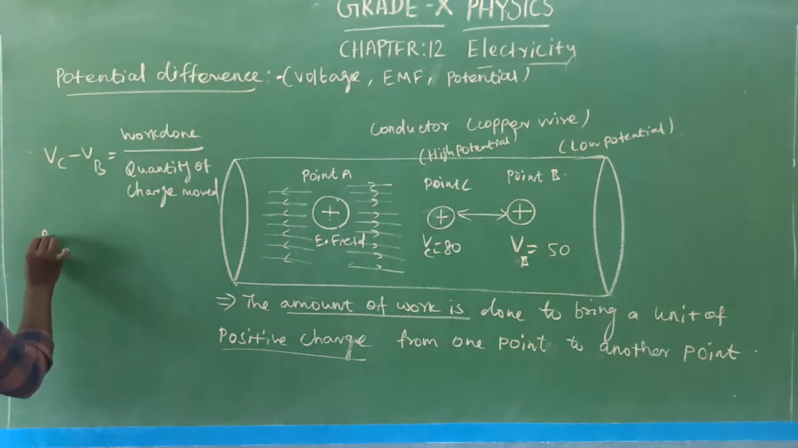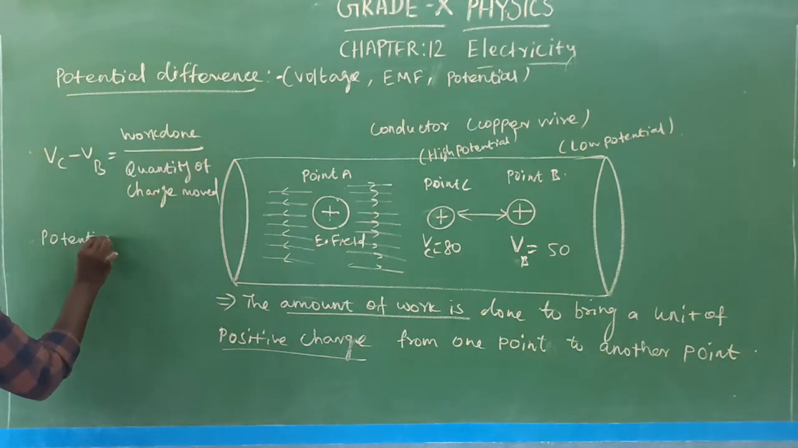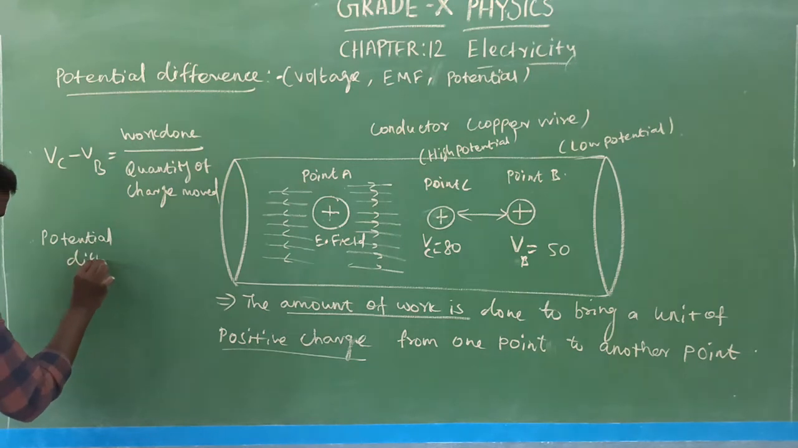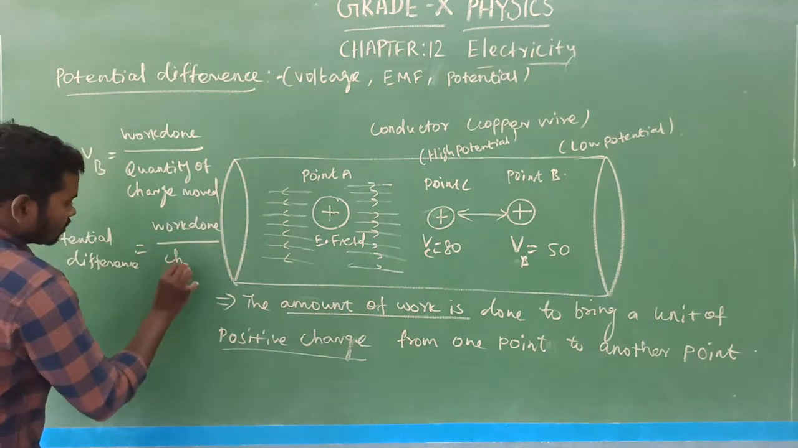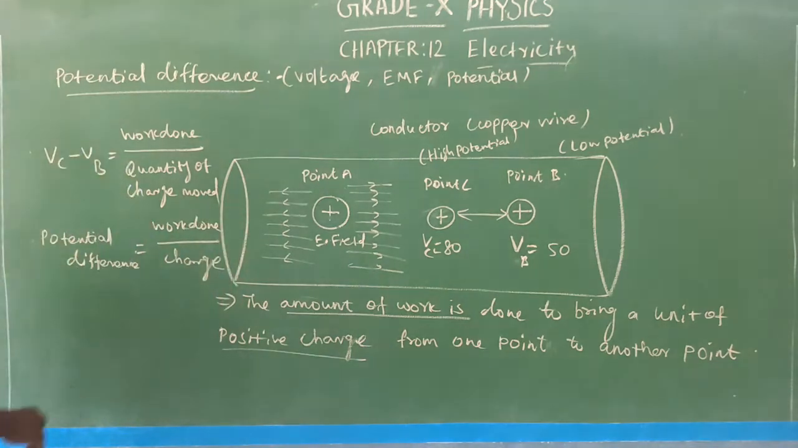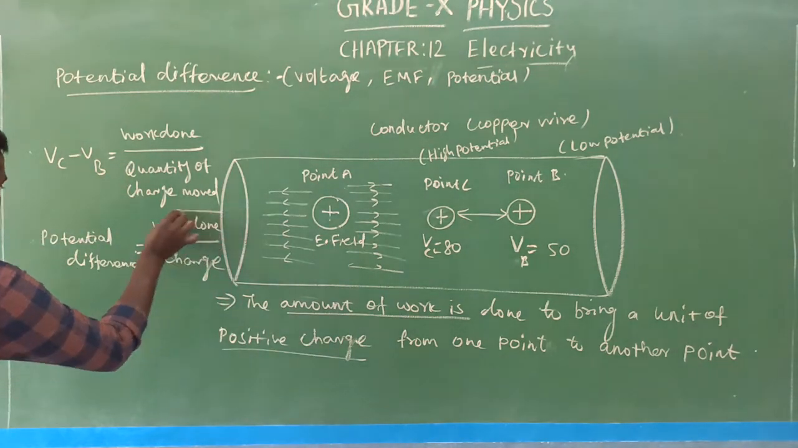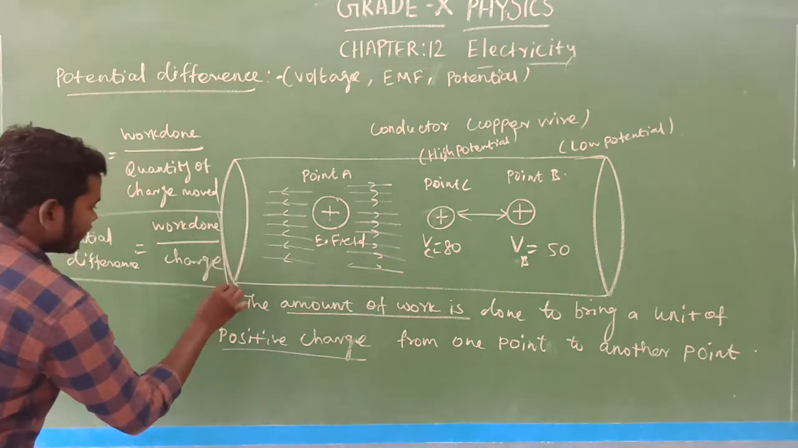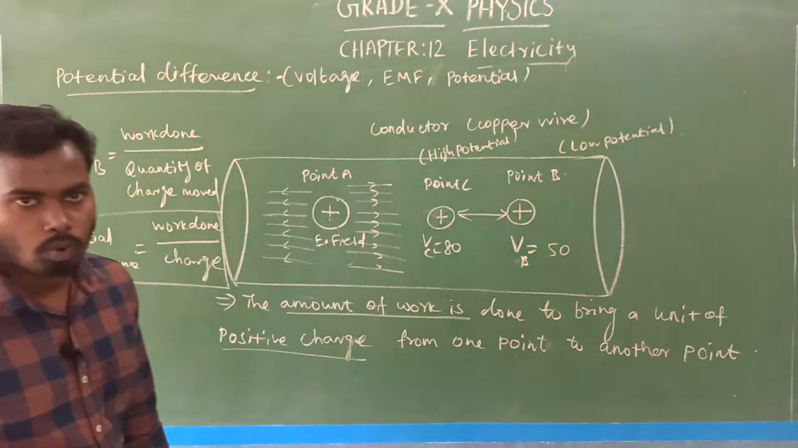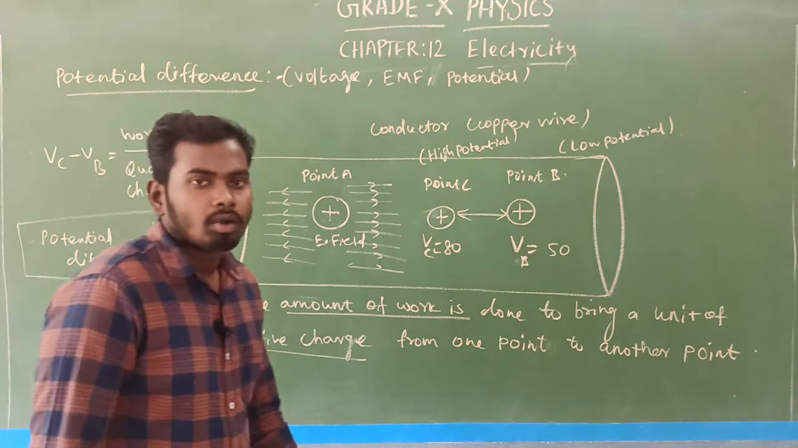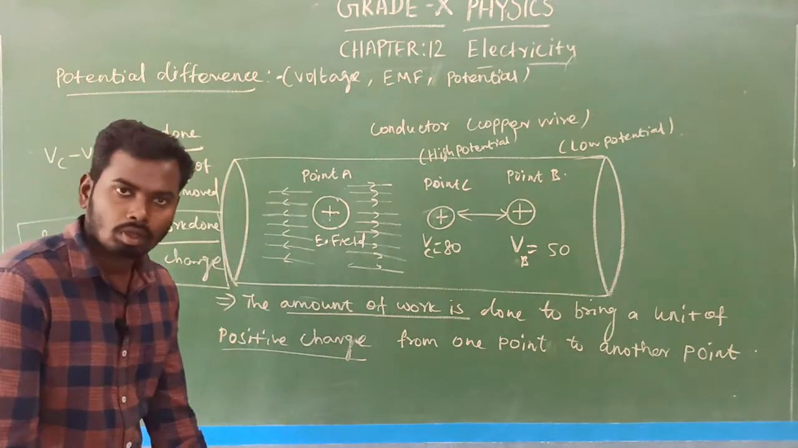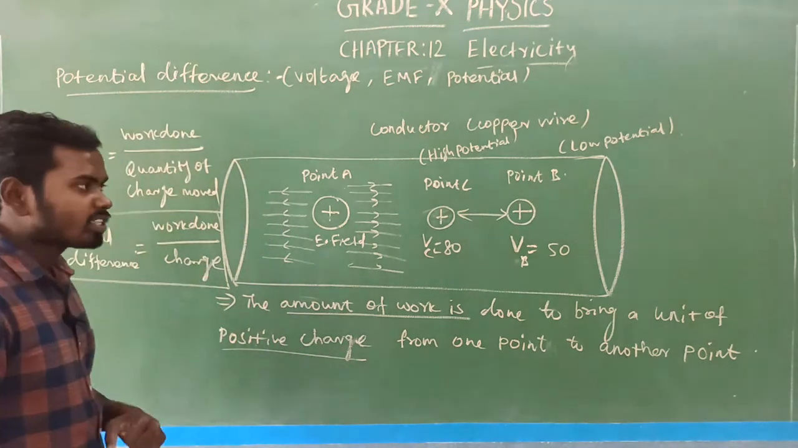So look here, potential difference is equal to work done divided by charge. Note this formula, a very easy one. Potential difference is equal to work done divided by charge. Okay, so the SI unit of potential difference.